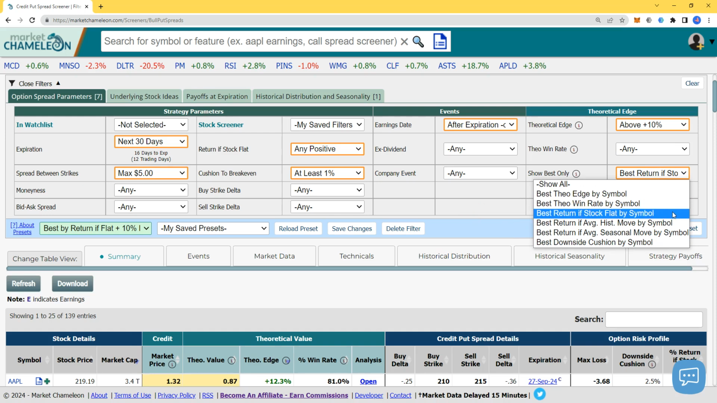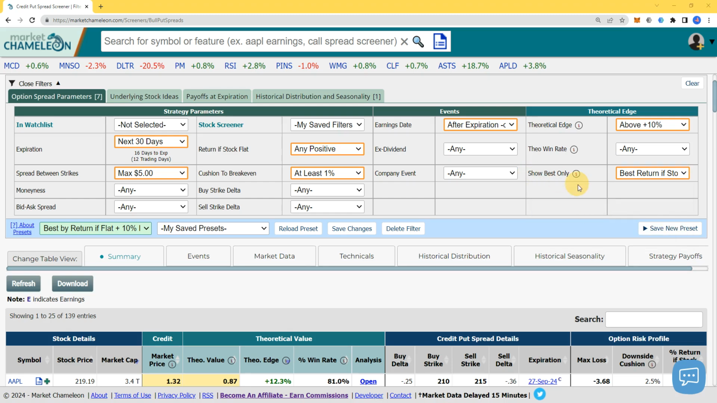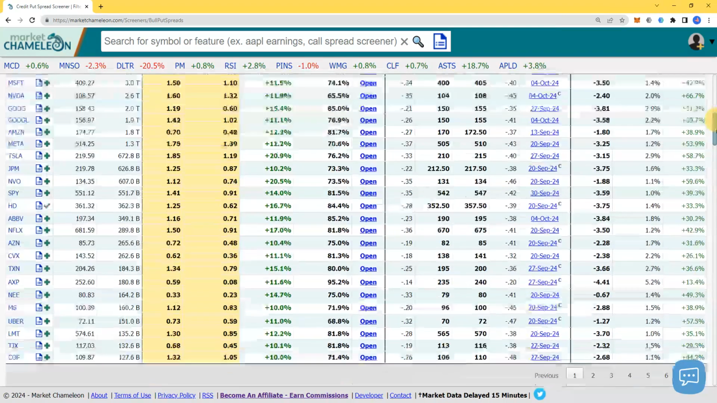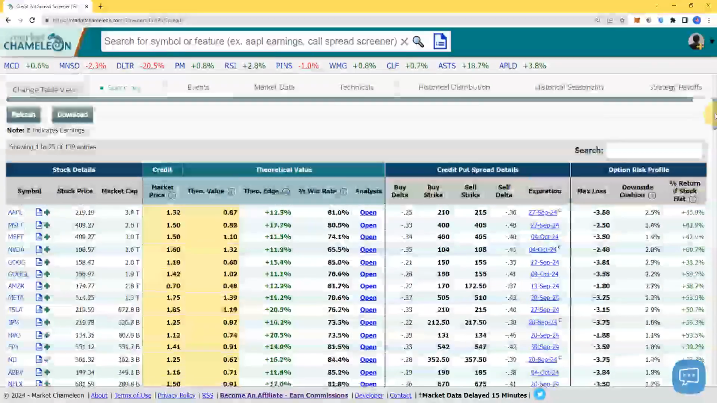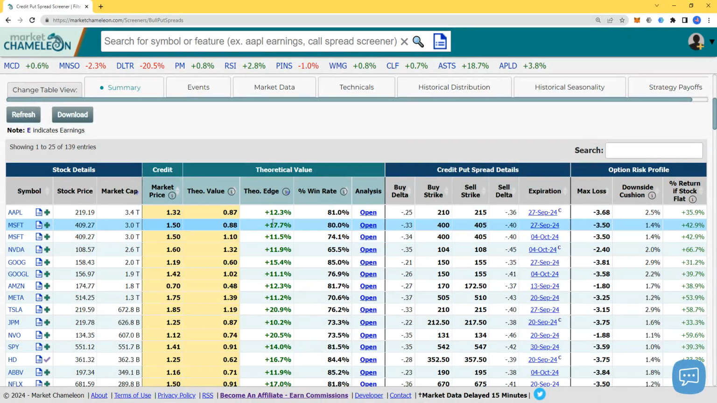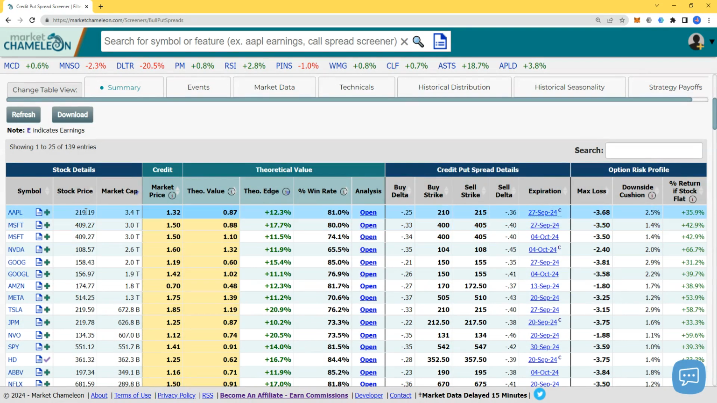So this says basically if the stock stays 100, this is what you got. So let's see, we got before like I think 150 pages. Now we are down to 6 pages only. And you see here the theoretical edge, 12%, 17%. Just for the example, it tells you, let's see the first example. Apple, okay. Price 219. Let's see what we got.